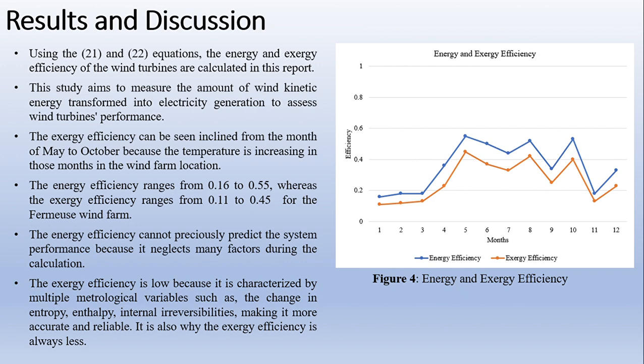The energy efficiency ranges from 0.16 to 0.55, whereas the exergy efficiency ranges from 0.11 to 0.45 for the Fermeuse wind farm. The energy efficiency cannot precisely predict the system performance because it neglects many factors during the calculation, whereas the exergy efficiency is lower because it is characterized by multiple meteorological variables such as change in entropy, enthalpy, and internal irreversibilities, making it more accurate and reliable.